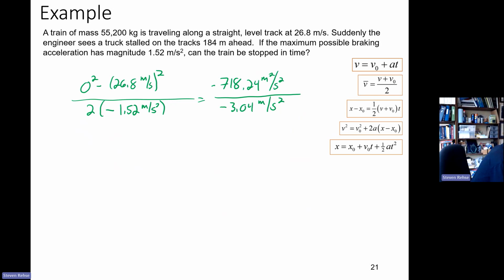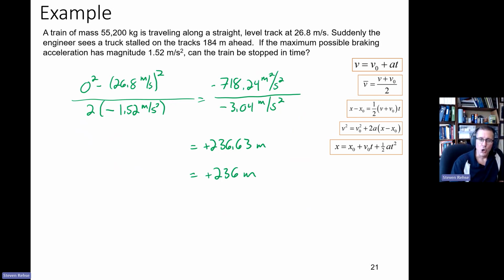And you can calculate that out. So that winds up being positive 236.63 meters, which I will just round to positive 236 meters, 3 significant figures. Can the train be stopped in time? No, it cannot. With that acceleration, it travels 236 meters. It saw a truck 184 meters ahead. It cannot. So I will say no, it cannot stop in time.